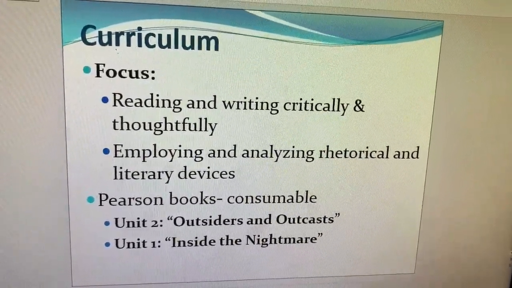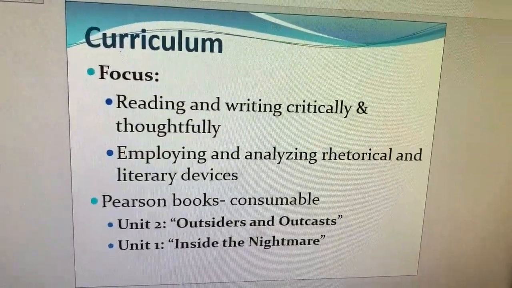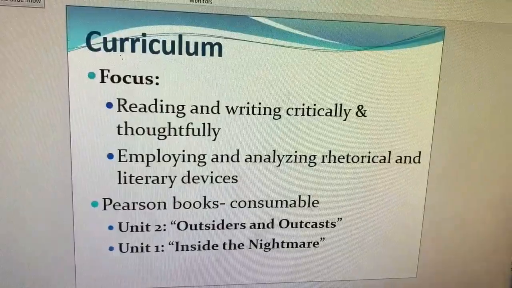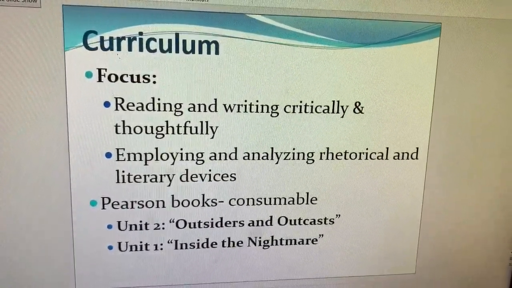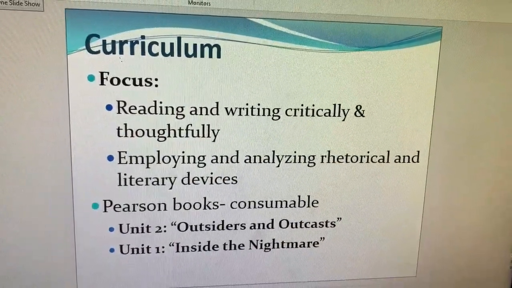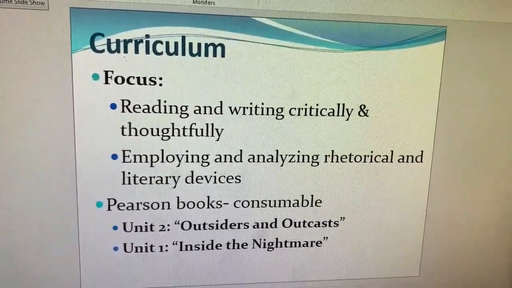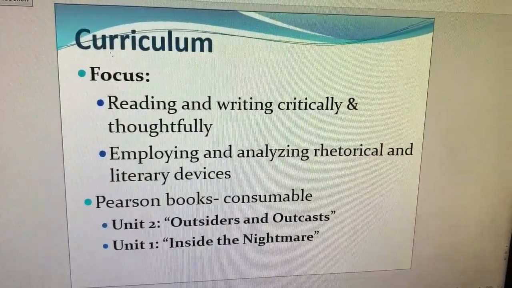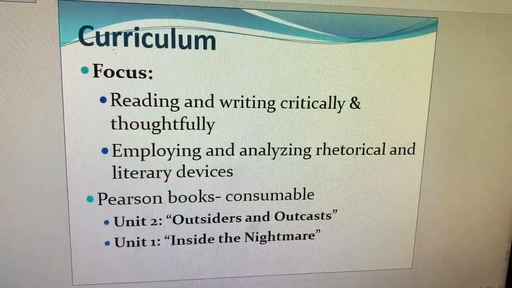In semester 1, we focus on Unit 2 and Unit 1, and we also read the novel Frankenstein. If students are able to purchase a copy of that, that would be great. We do have some for checking out, but obviously they can't be written in or annotated in if they're checked out. So if they have their own copy, I always encourage that, but it is not required.